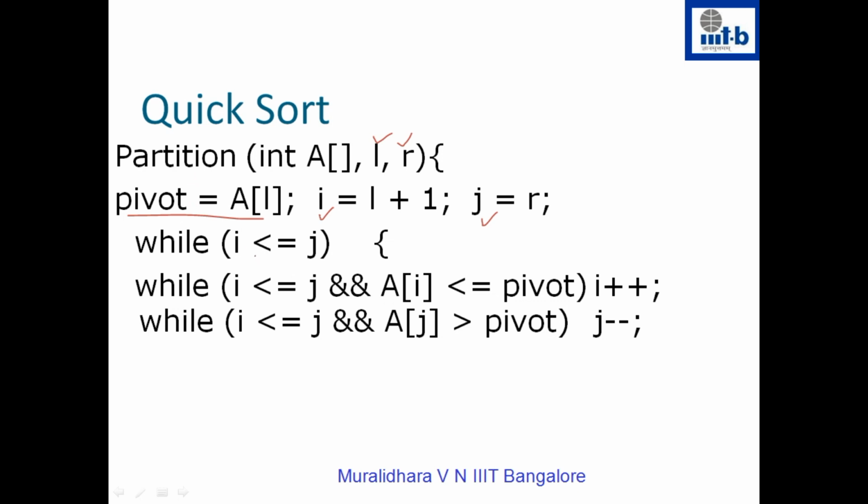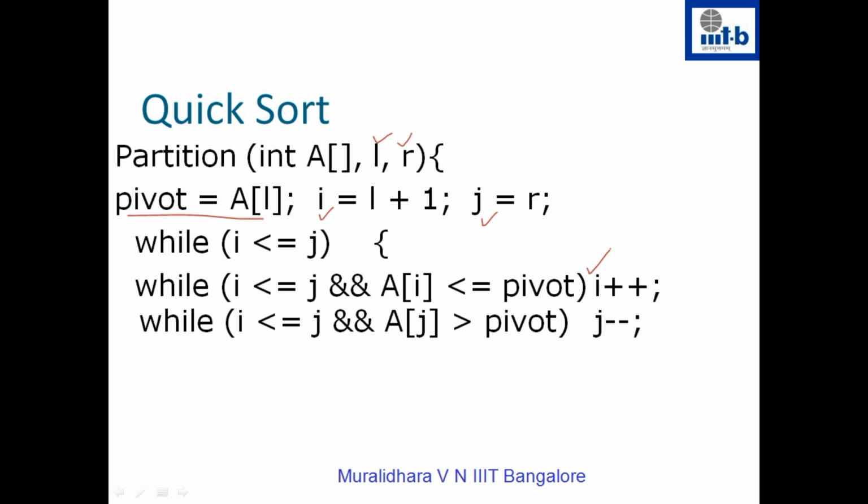While I is smaller than J, if the number that I am seeing is smaller than the pivot, then they are all in the right place. In that case I can just move my pointer to the right hand side. I will come out of this loop only when the number that I am seeing is greater than the pivot.